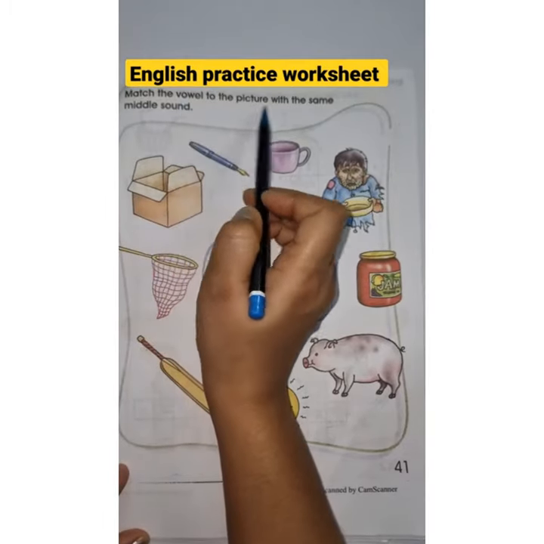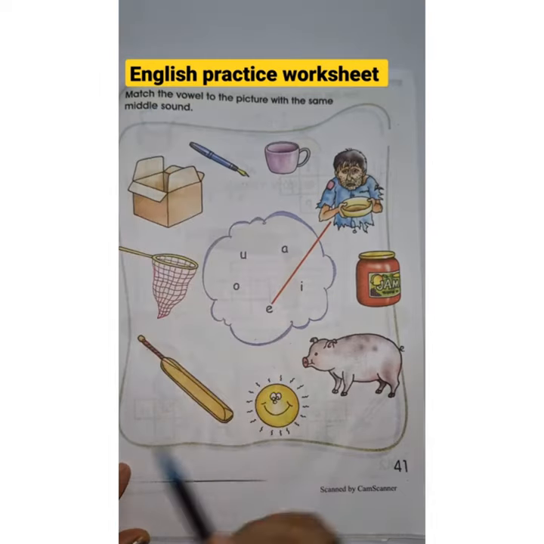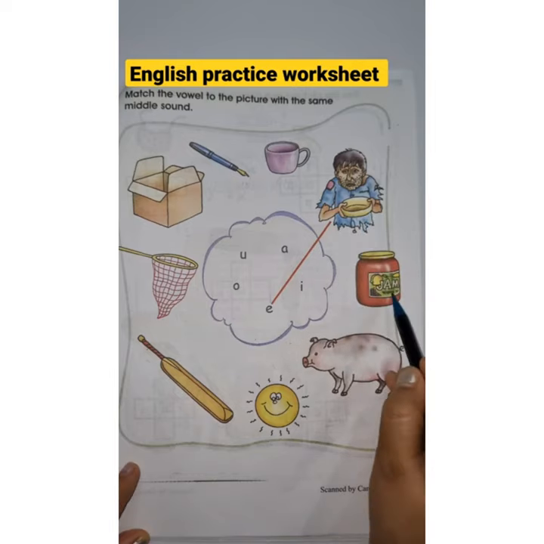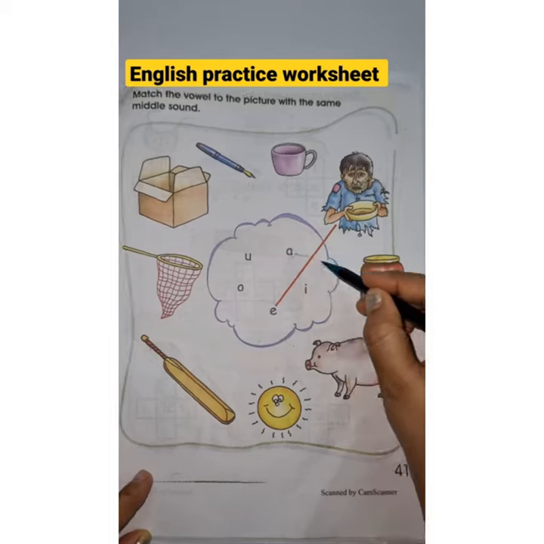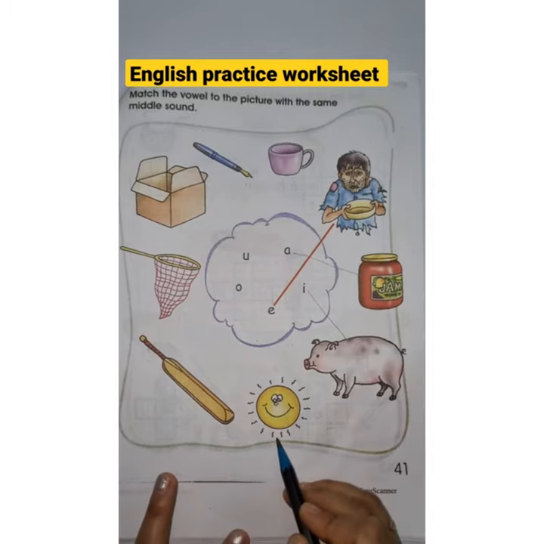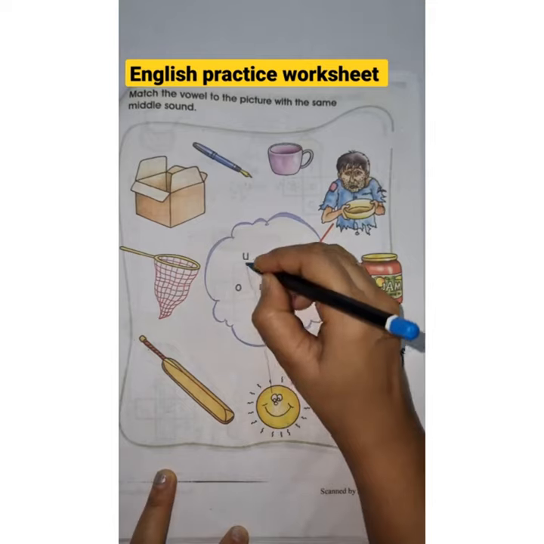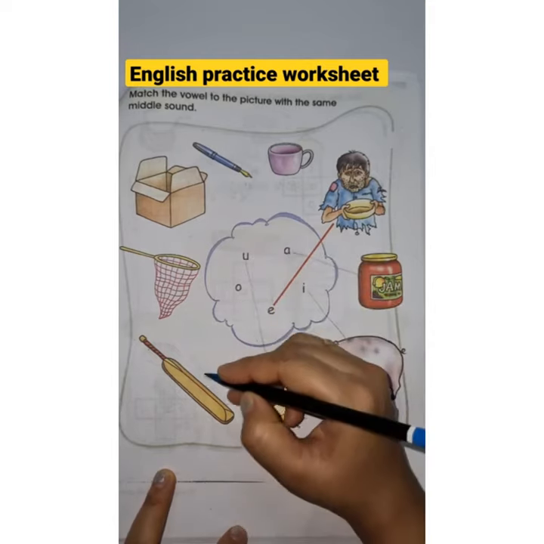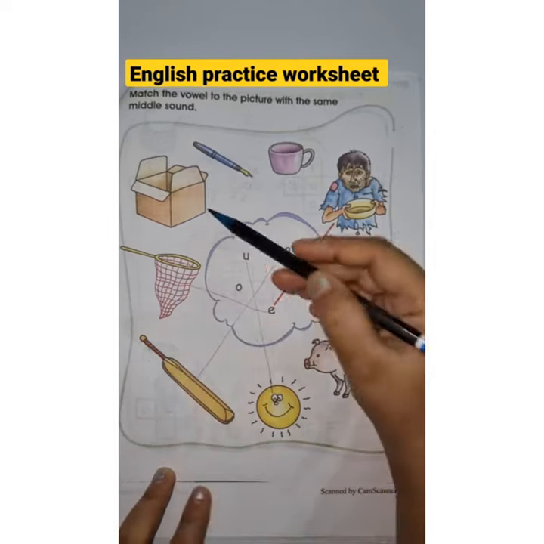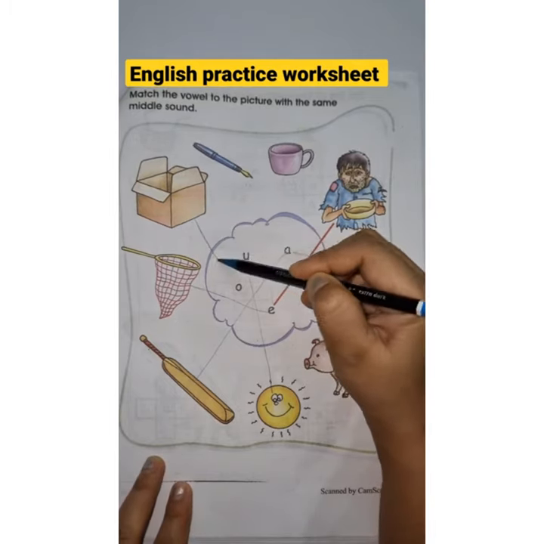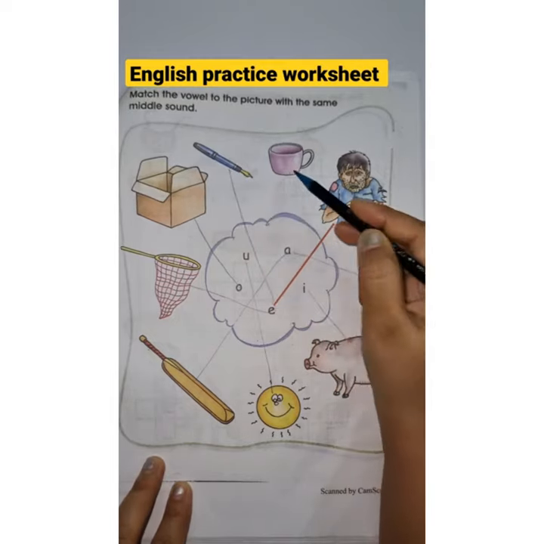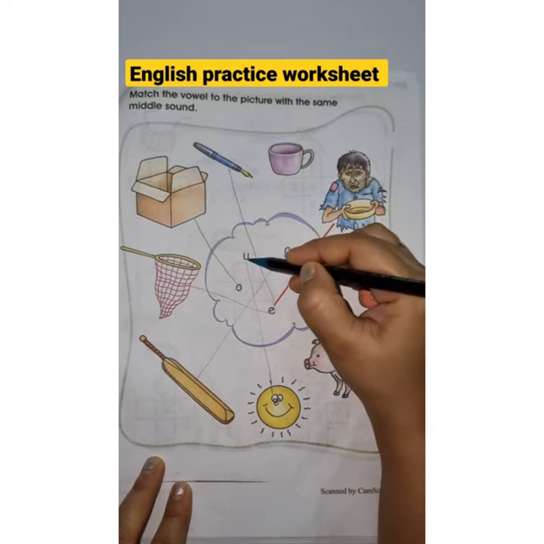Match the vowel to the picture with the same middle sound. Bag, b-a-g, a middle sound. Jam, j-a-m, a middle sound. Pig, i middle sound. Sun, s-u-n, u middle sound. Bet, b-e-t, e middle sound. Net, n-e-t, e middle sound. Box, b-o-x, o middle sound. Pen, p-e-n, e middle sound. Cup, c-u-p, u middle sound.